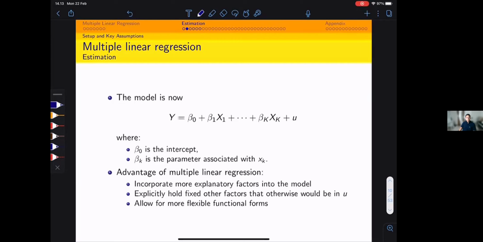So in the previous lecture, we know that one of the main disadvantages of a simple linear regression model is that it doesn't allow the model to capture any non-linear relationship, okay? And so using multiple linear regression, we're going to have more flexible functional forms. So not only can we regress on x, we can also regress on x squared, we can regress on x to the power of 3, and so on and so forth, okay? So those are the advantages of multiple linear regression.